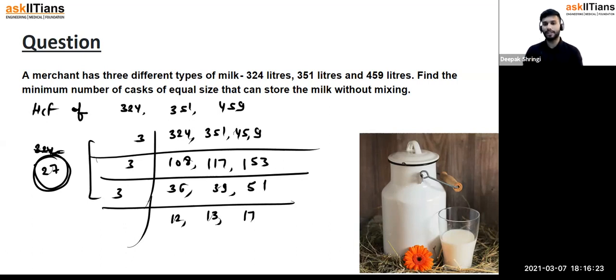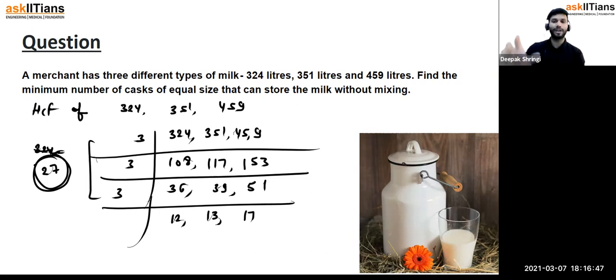divided by 27 करोगे, 351 divided by 27 करोगे और 459 divided by 27 करोगे, right? अभी हमने number of casks की बात नहीं की, अभी हमने ये बात की कि उस cask का size क्या होगा. Cask का size होगा 27 liters, ठीक है? अब 324 divided by 27 करो, number of casks for first आ जाएगा. Number of casks for second निकालने के लिए 351 divided by 27 करेंगे, and number of casks for third निकालने के लिए 459 divided by 27 करेंगे.